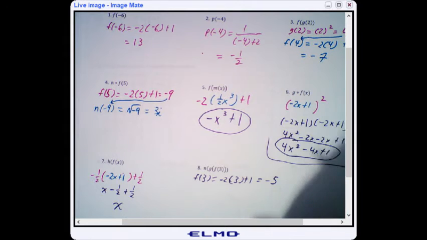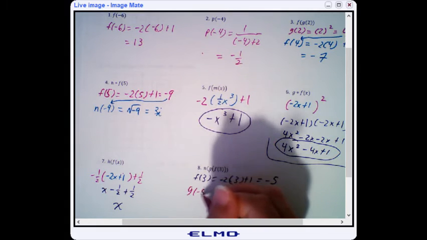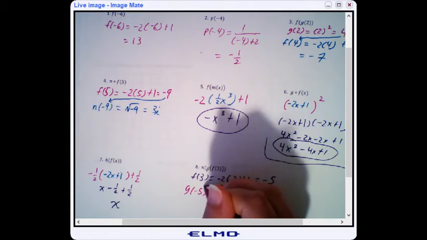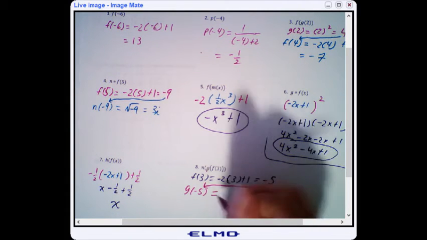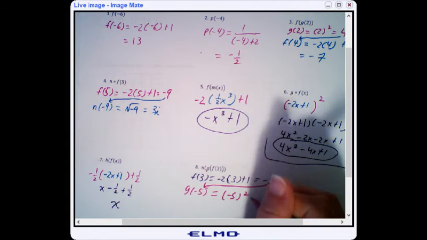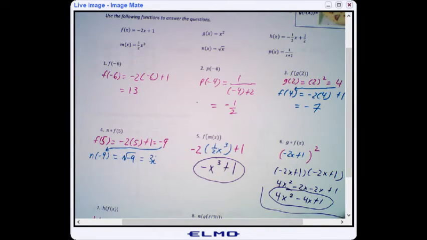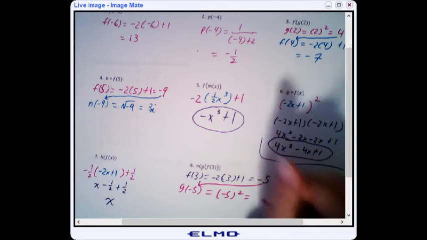I'm going to take that negative 5 and plug it into my next one, which is g. So I'm going to have g of negative 5. Remember, my output becomes my next input. So it's going to be negative 5 squared because that's my g function. My g function is x squared. So that's going to be positive 25.